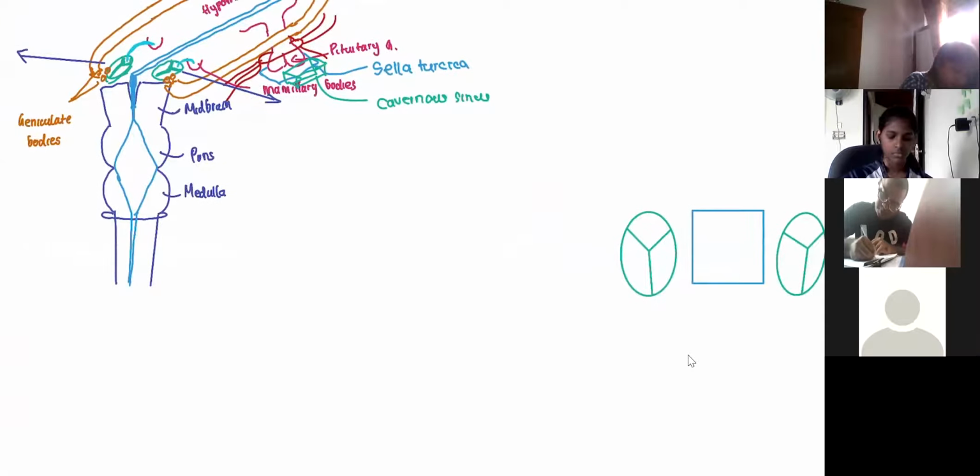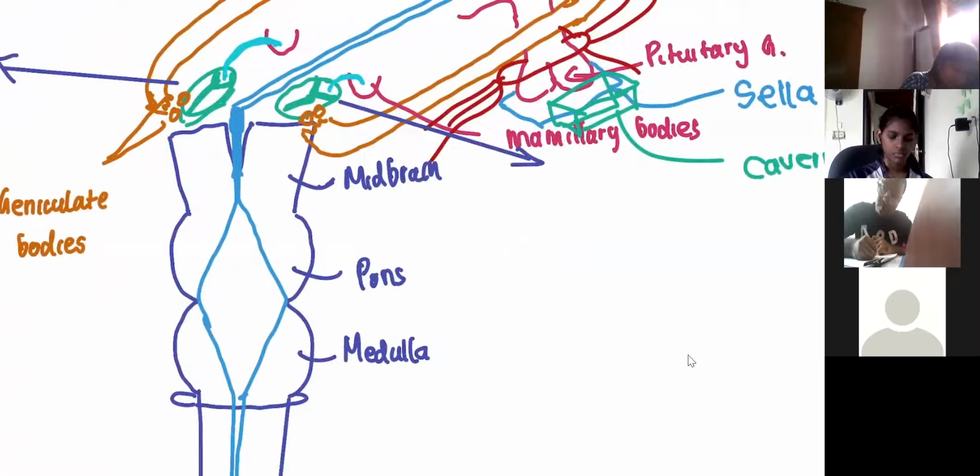Guys, I forgot to mention two more structures. There is a gland which comes behind like this. What is this gland called?